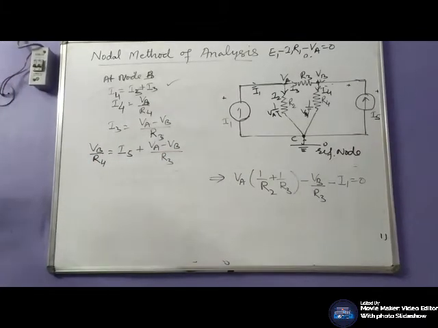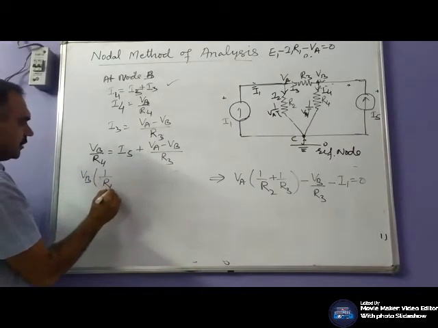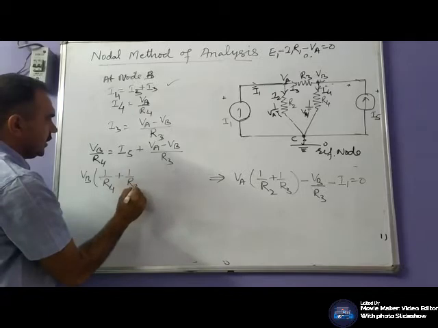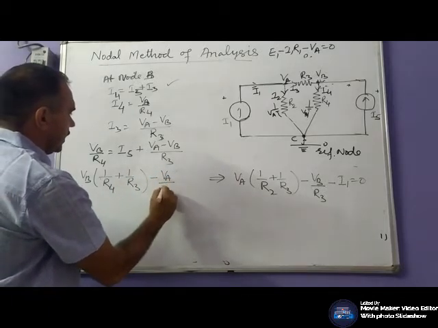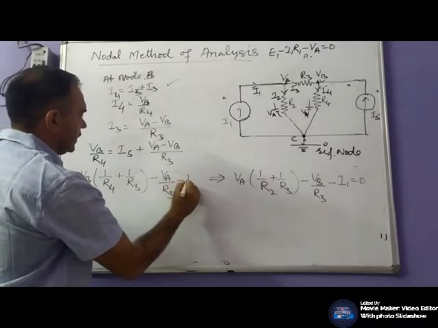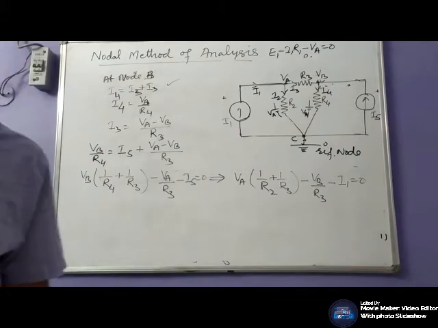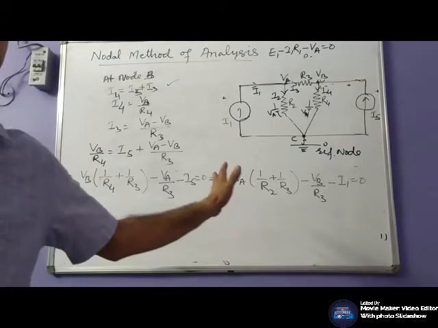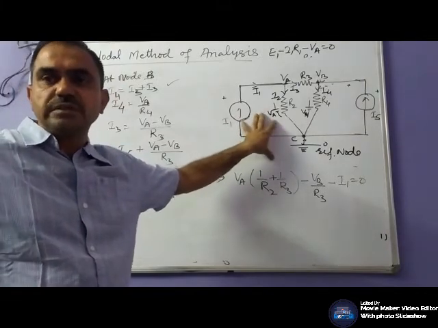Bring it to this side. So VB (1 by R4 plus 1 by R3) minus VA by R3 minus I5 is equal to 0. So there is no change. The method would remain the same. Everything would remain the same.